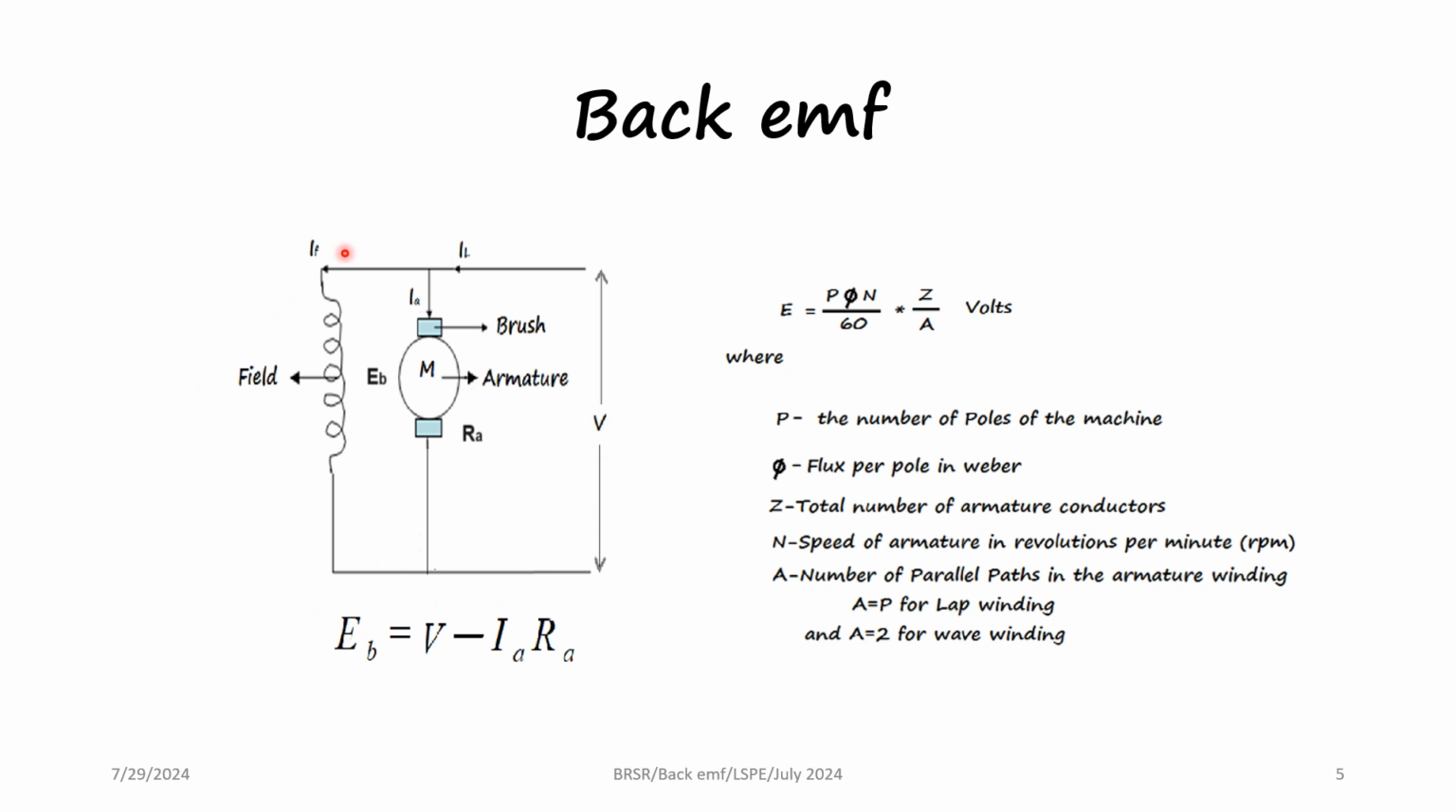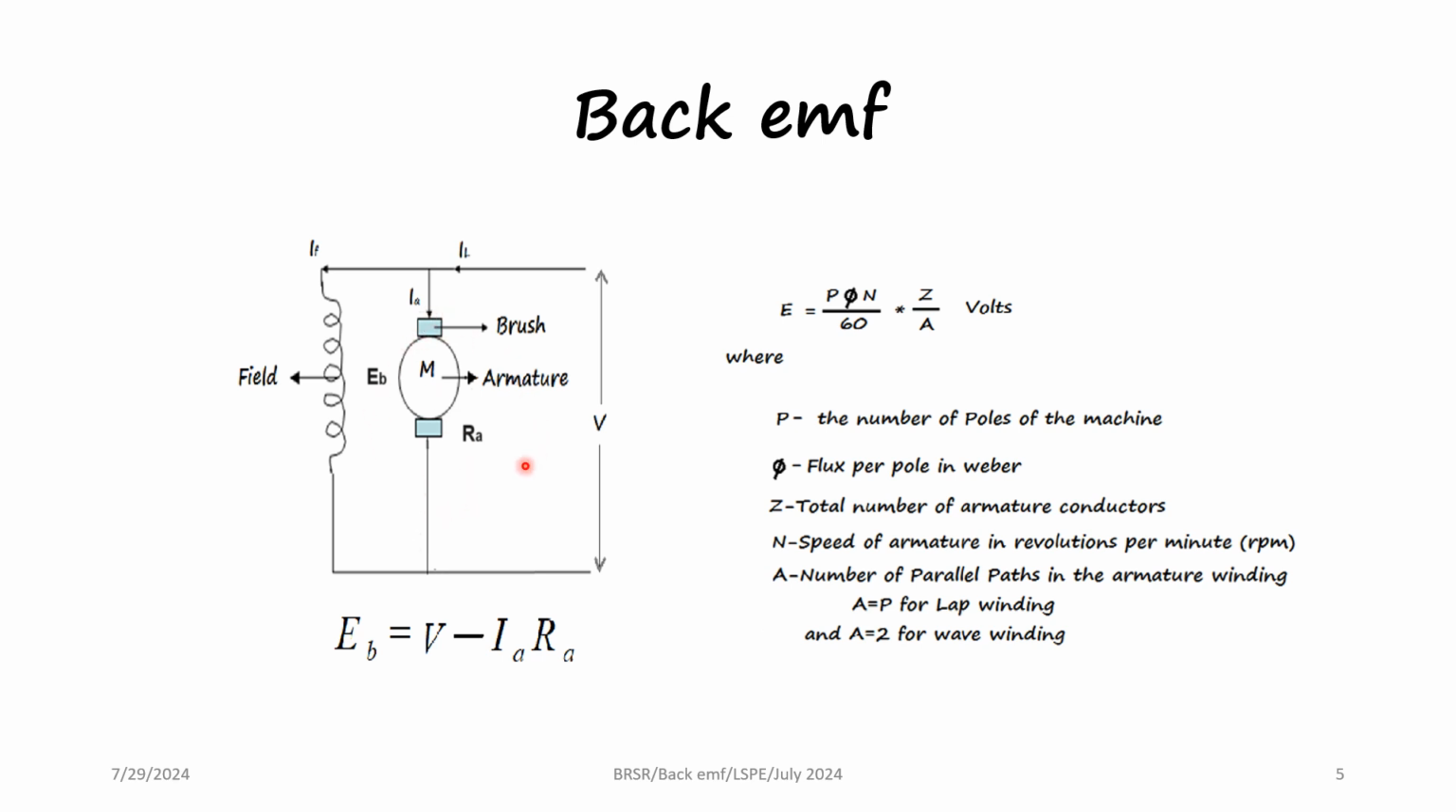A shunt motor is shown in this picture. The value of back EMF is given by the equation similar to that of a generator, where this back EMF depends upon the number of poles P, the flux inside the machine phi, and the speed at which the armature is rotating. Z is the number of conductors, A is the number of parallel paths, and this is also given by this equation: EB is equal to V minus IARA, where V is the supply voltage, IA is the armature current, RA is the resistance of the armature.